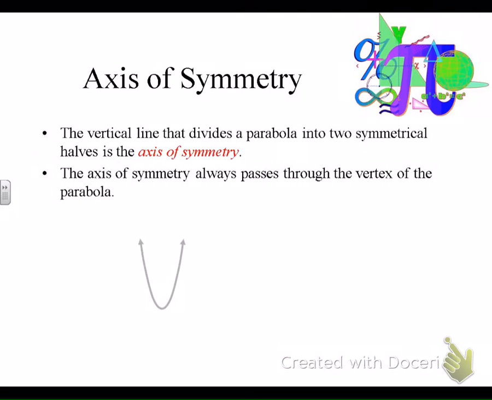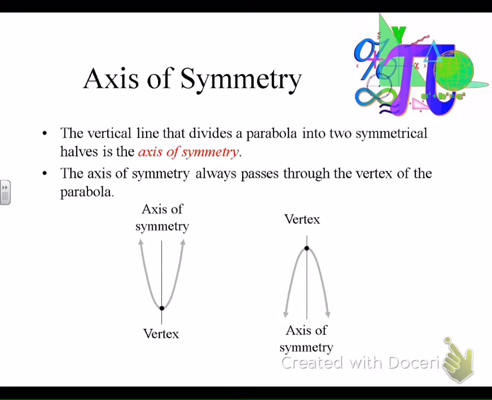It always passes through the vertex of the parabola, and if you look at the picture, you can see why. If I put a line through that vertex and fold my parabola over that line, it would directly match up on the other side.